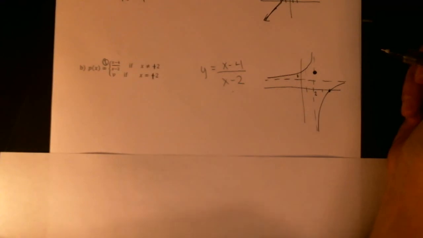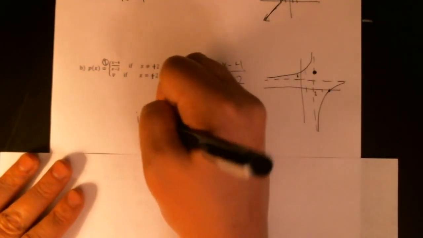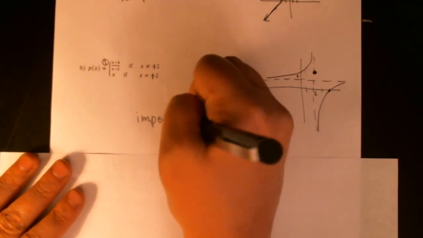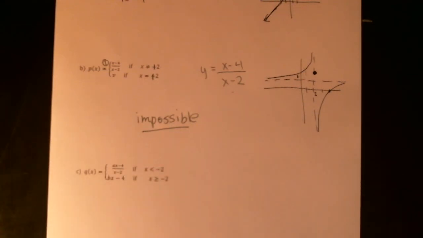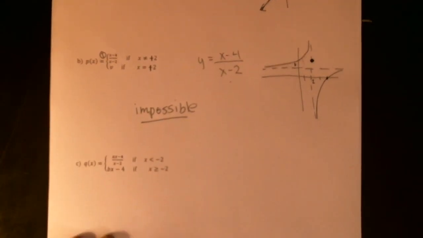So let me see how the question was worded. Find the value of constants that make the function continuous. I'm just going to say impossible. It's not really like an undefined or it does not exist. Maybe does not exist works. Just can't possibly do it.